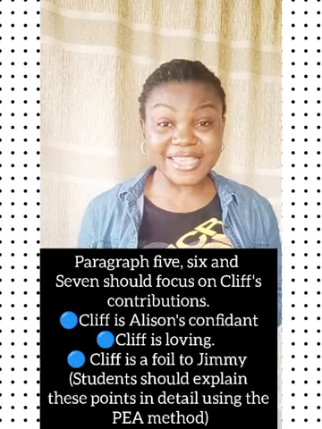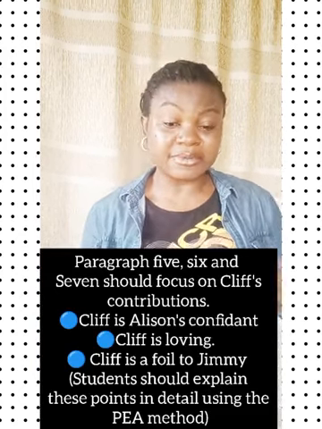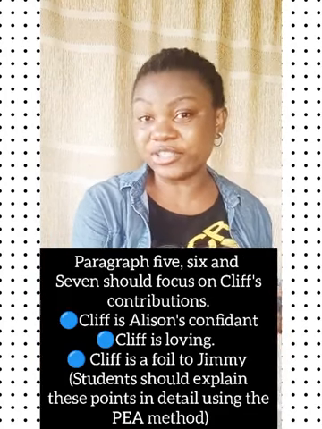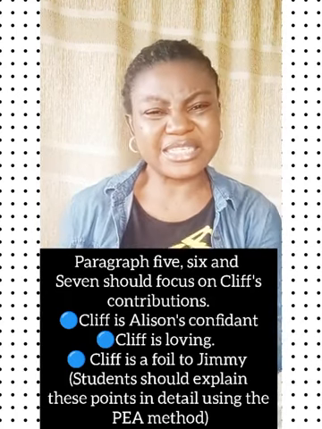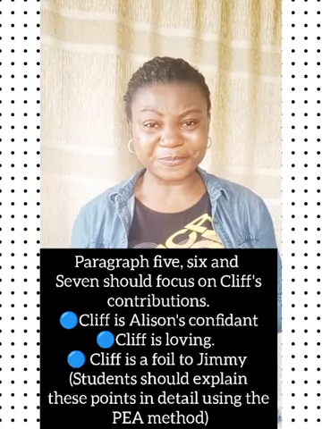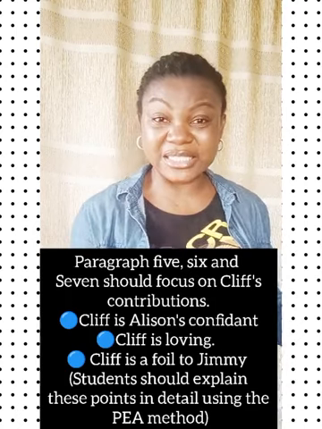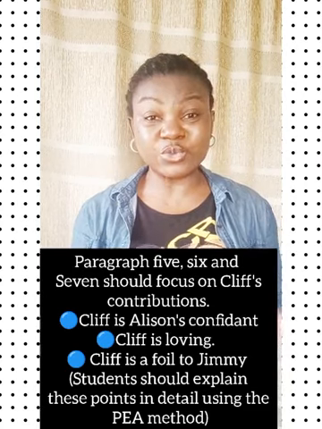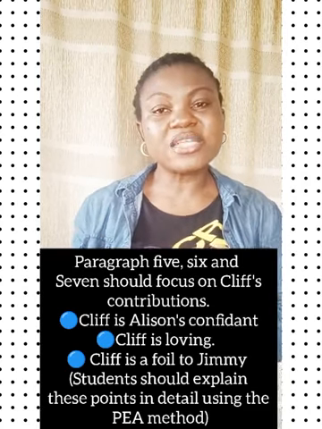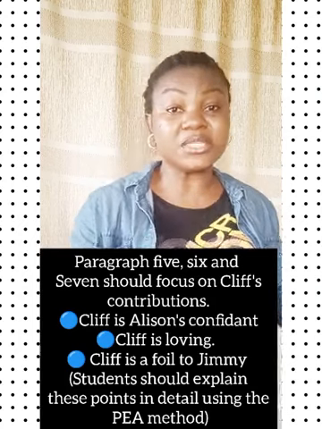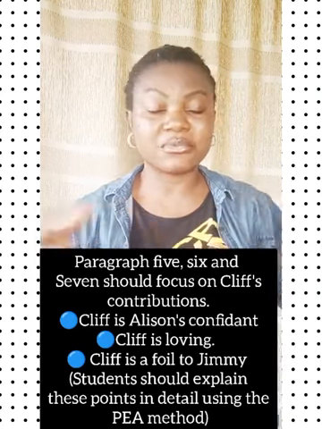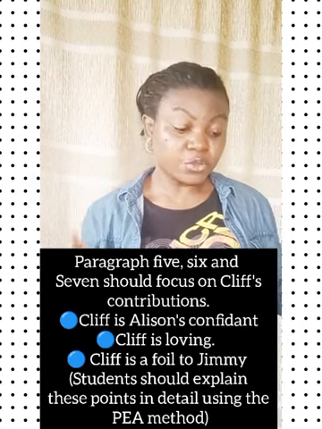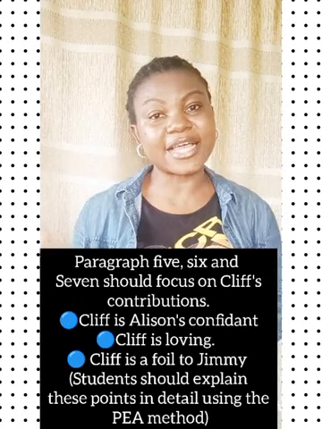Jimmy also is Allison's confidant. Things that Allison cannot ordinarily tell her husband, Jimmy, she comfortably tells Cliff. All right? Remember the pregnancy scene? How it was Cliff that Allison told about the pregnancy. So you are now going to bring about all of this. Jimmy is, I beg your pardon, Cliff is caring to both Jimmy and Allison.